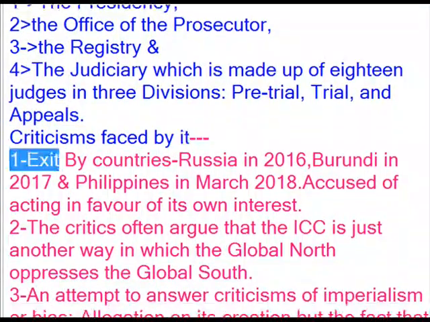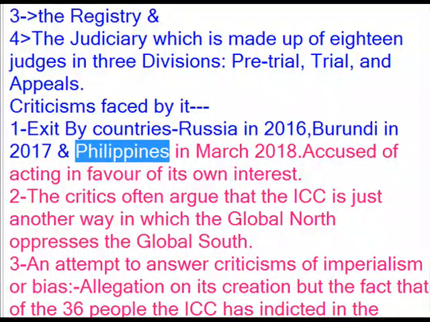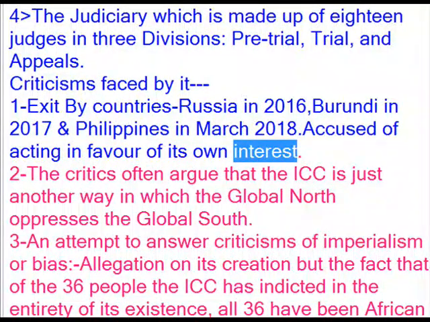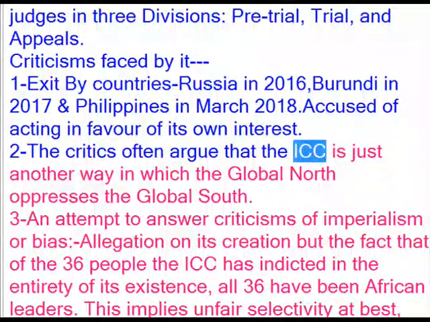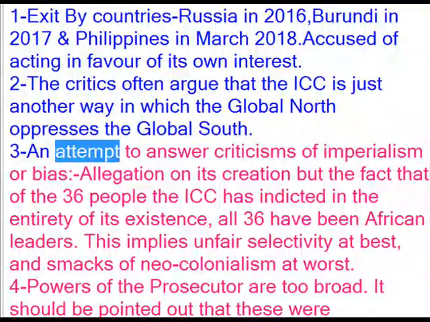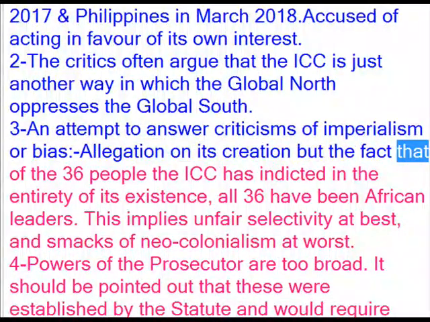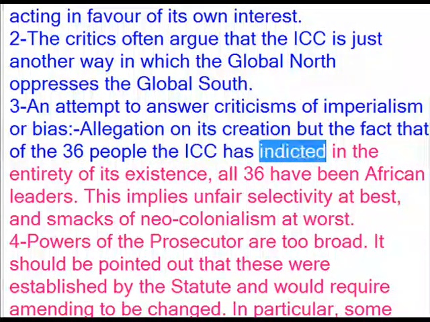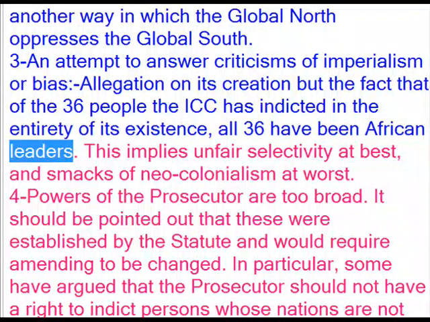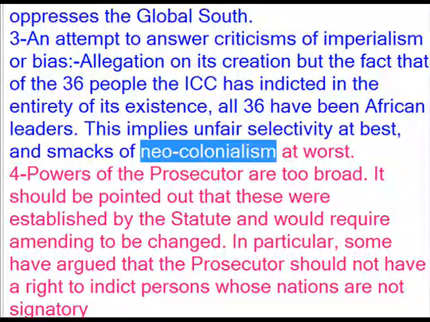Criticisms faced by it: 1. Exit by countries: Russia in 2016, Burundi in 2017, and Philippines in March 2018. Accused of acting in favor of its own interest. 2. The critics often argue that the ICC is just another way in which the global North oppresses the global South. 3. An attempt to answer criticisms of imperialism or bias: allegation on its creation, but the fact that of the 36 people the ICC has indicted in the entirety of its existence, all 36 have been African leaders. This implies unfair selectivity at best, and smacks of neo-colonialism at worst.